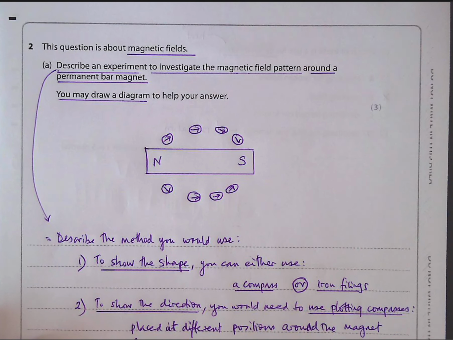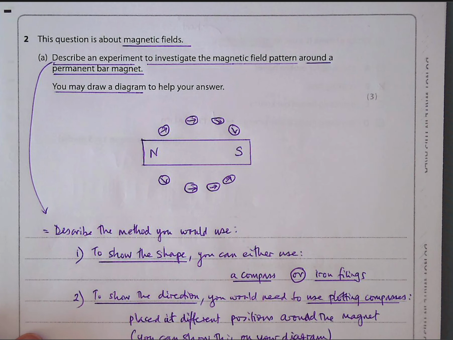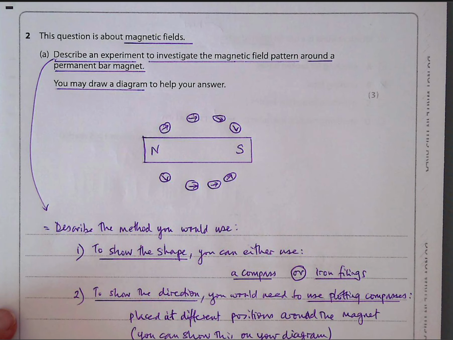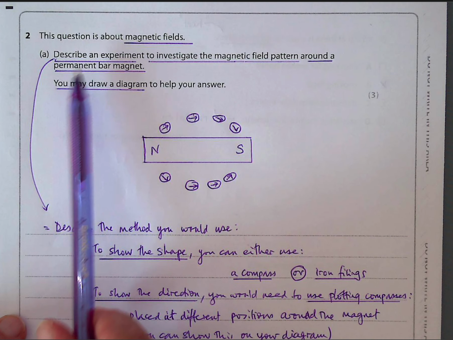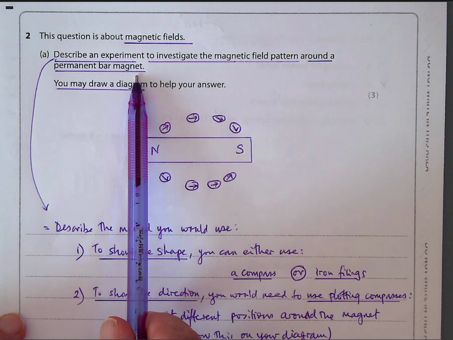Question 2 is on magnetic fields, which I recently revised with my class. If you're doing double science, it's not that big a topic, but you do need to know the details. So one of the required practicals or suggested practicals in the syllabus is to describe an experiment to investigate the magnetic field pattern around a permanent bar magnet.